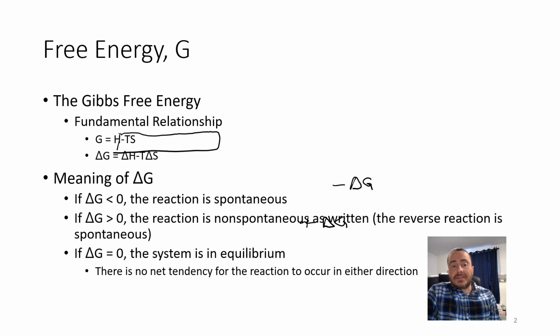If our delta G is equal to 0, then this is the case where we're at equilibrium, right? Remember, spontaneous reactions are going towards equilibrium, non-spontaneous are going away from equilibrium. So if it's in between those two, then we're at equilibrium, right? We're not driving our reaction one direction or the other.